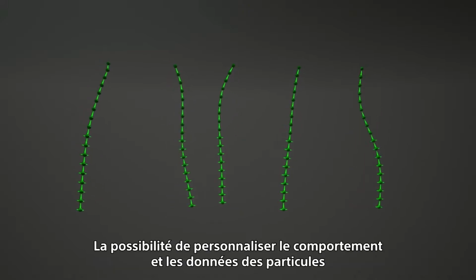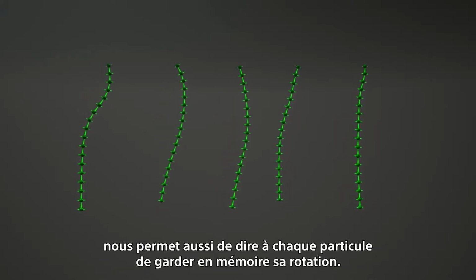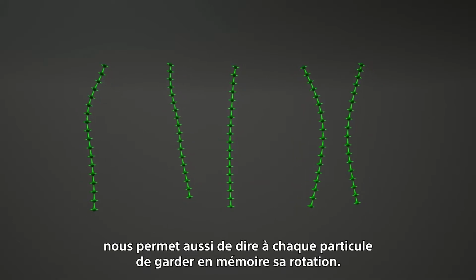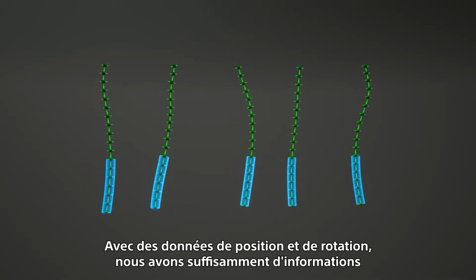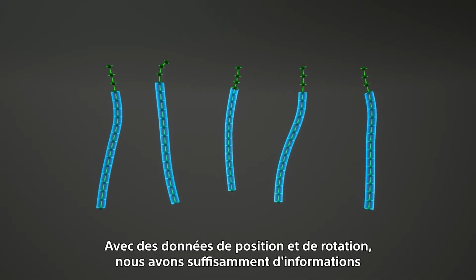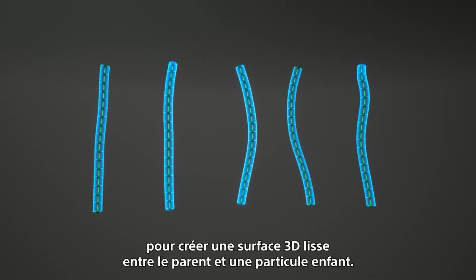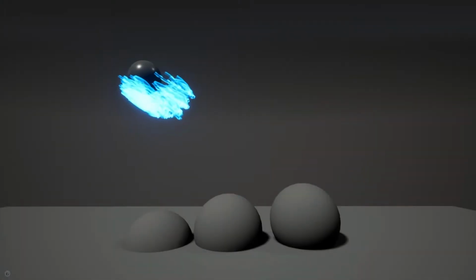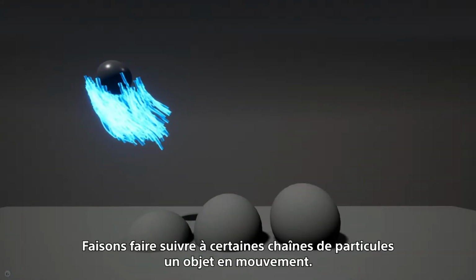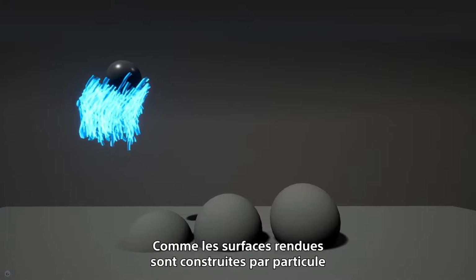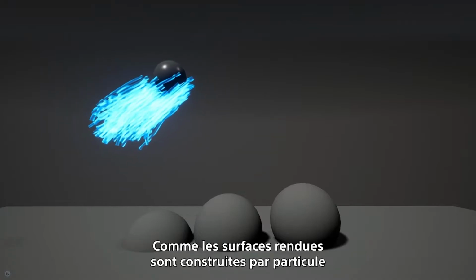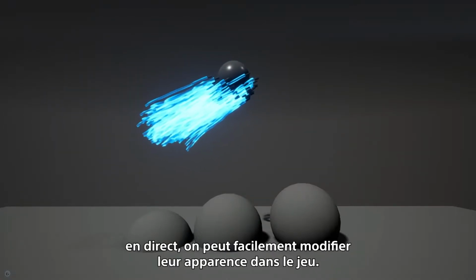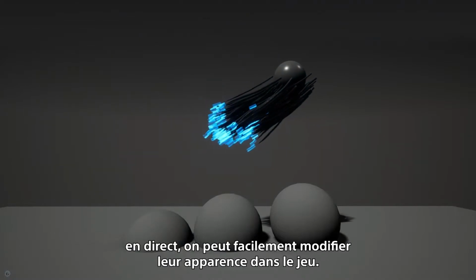With the ability to customize the particle behavior and data, we can tell each particle to store its rotation as well. With position and rotation data available, we have enough information to create a smooth 3D surface between parent and child particle. Let's make some of these particle chains follow a moving object. As the renderable surface is constructed per particle at runtime, we can easily modify their appearance in-game.